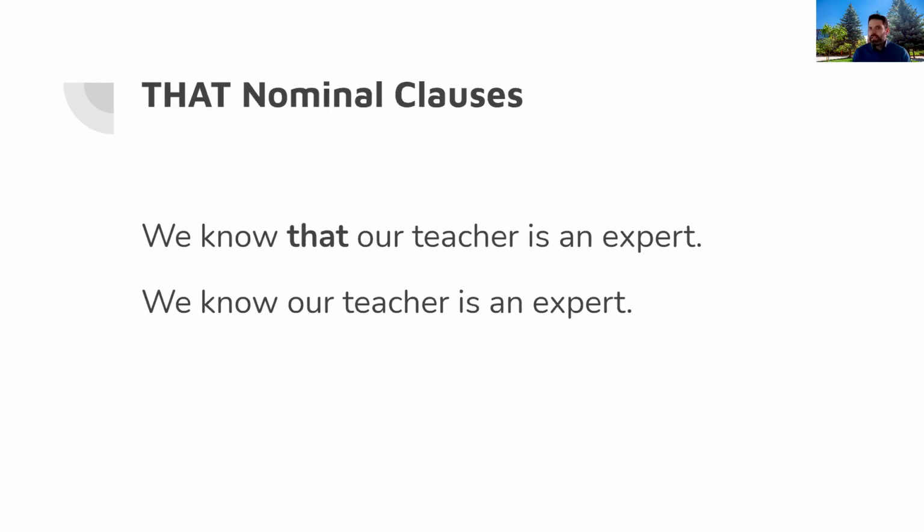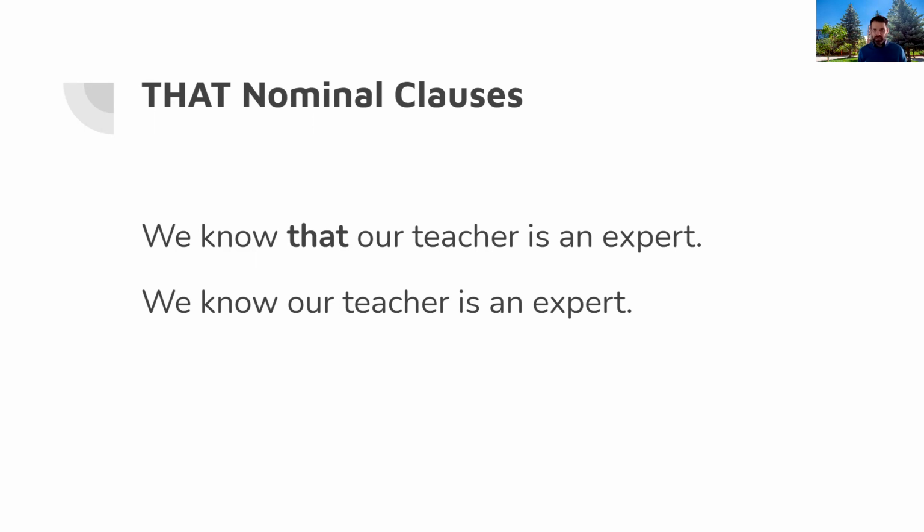This is one we talked about in class the other day. Keaton brought it up. We know that our teacher is an expert. Okay, we know something, and the something is our teacher is an expert. We can take our teacher as an expert, make it a nominal clause by adding that at the beginning, and then adding it into the noun slot, which is the something slot. We know that our teacher is an expert. And when we do this, we can delete the that.